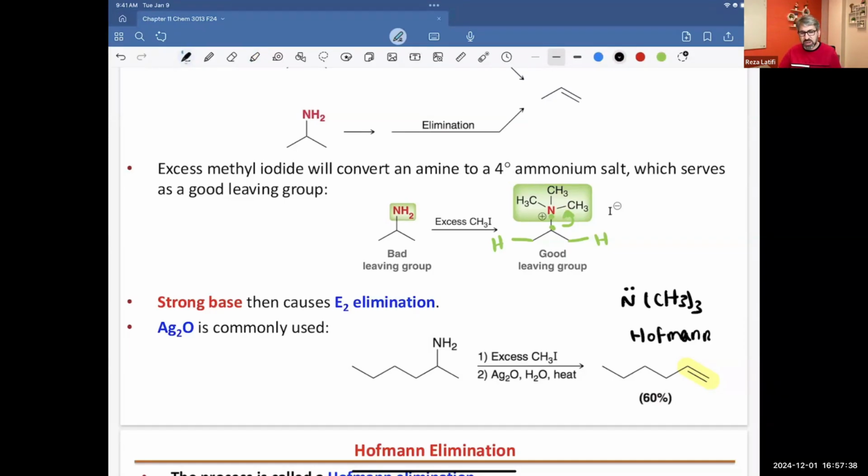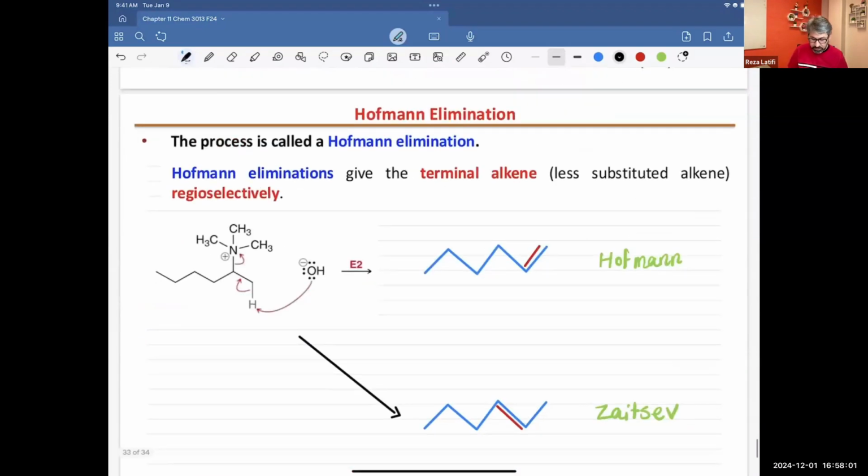And our base is not that strong, it's not a bulky base. So the question is, why do we get terminal alkene instead of Zaitsev? We said Zaitsev is thermodynamically more stable than the Hofmann product. So why do we get Hofmann instead of the Zaitsev product? And that's the subject that I want to go after.